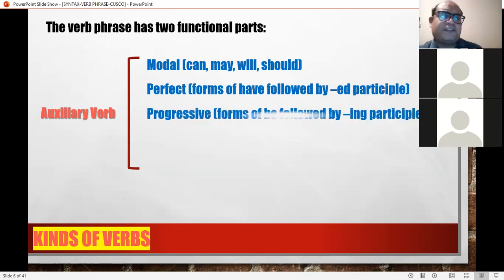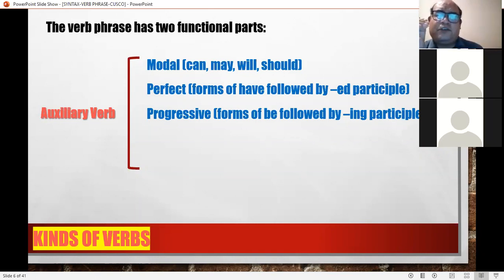Then we have progressive forms of be. We are going to use the verb be followed by the ing, the present participle. Remember, the ing is called the present participle. The ed or en is the past participle. We have two participles, the past participle and the present participle. We commonly use this as the ing, so maybe you don't know the syntactical name. The syntactical name of this form of verb is present participle, all right?